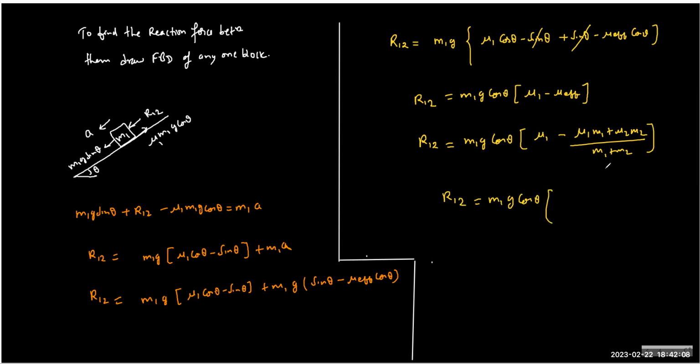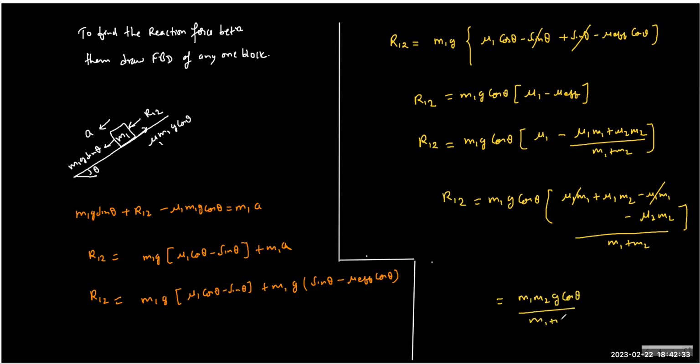So mu1 m1 plus mu2 m2, mu1 m1, mu1 m2 minus. So this gets cancelled. What you are left with is m1 m2 g cos theta upon m1 plus m2, into mu1 minus mu2. And the answer we can further write.